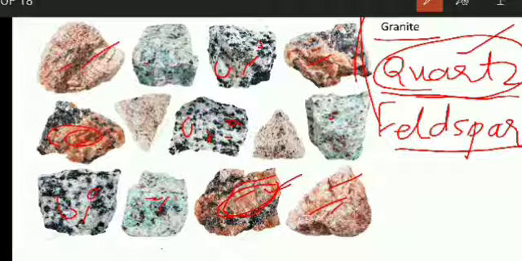Then how does it occur? You have to write the occurrence. It occurs as a batholith. We have discussed the forms of igneous rock, how igneous rocks get different forms. We have discussed concordant and discordant forms. These granites occur as huge bodies like batholiths. Like the example you have seen, the rocks at Shravanbelagola, right?